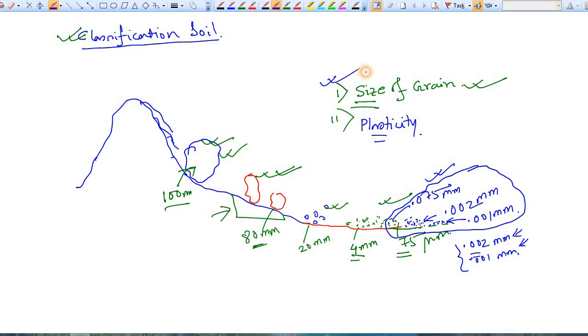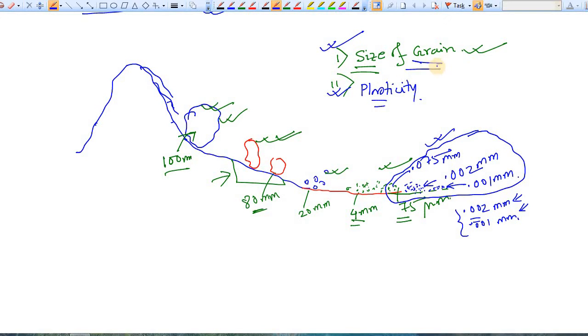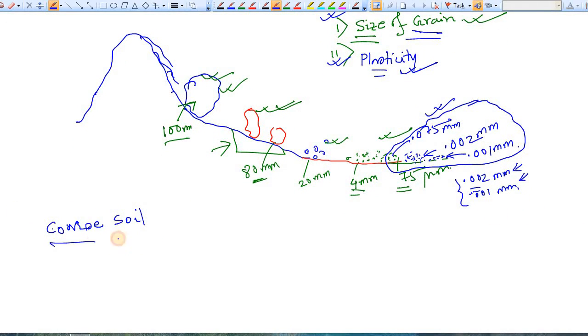So based on these two particular things, the first one is size of grain and the second one is plasticity, we classify our soil. In this video we will mainly concentrate on the size of grain, and in the next video we'll talk about plasticity. So what is size of grain, and how does the Indian system specifically classify soil based on the size of grain? In the Indian system, there are mainly two types of soil. First one is coarse soil, and second one is fine soil.